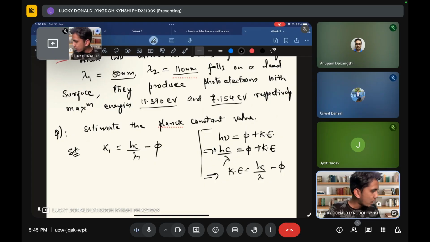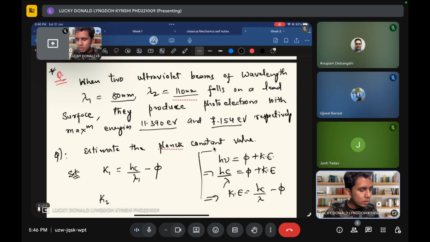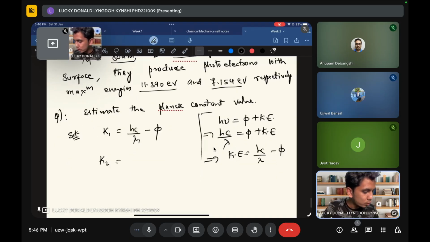Now what about K2? K1 is for the first beam. There are two beams here. Lambda 1 is equal to 80 nanometer, and for the other radiation, lambda 2 is 110 nanometer. So K2 is equal to hc by lambda 2 minus phi.